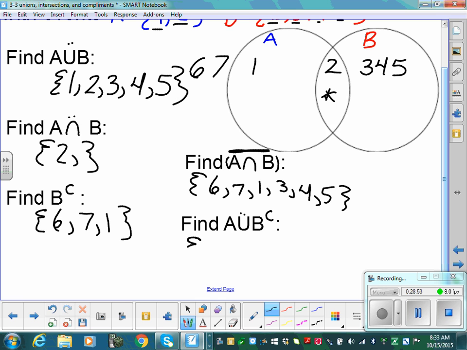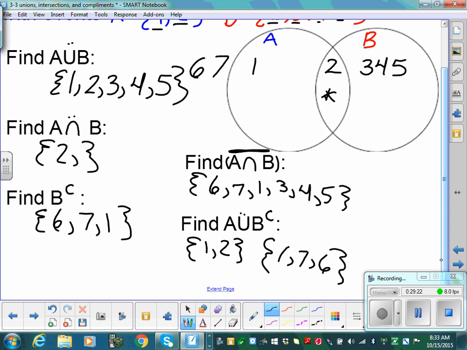I'm going to list out A. A is 1 and 2, right? I'm going to list out B complement, so that means everything not in B, and then I'll unite them. Does that make sense? So what's B complement? It means not in B. So that's 1, 7, and 6. Now this is a friendly one, so as long as they're in A or B complement, they're welcome.